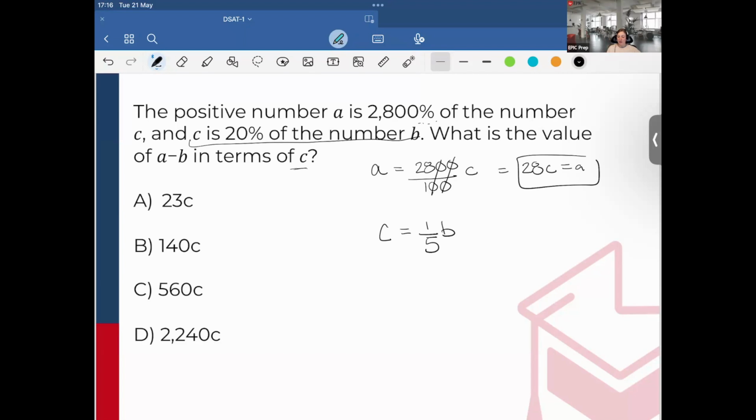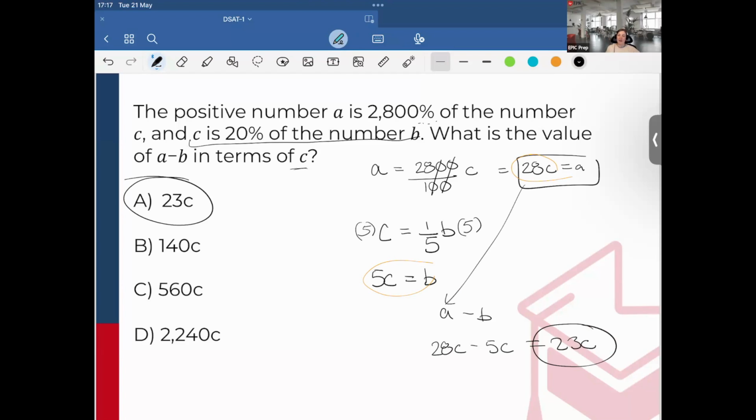So I know what C is, and then I'm asked, what is the value of A minus B in terms of C? I'm going to multiply each side by 5. So I get that 5C is equal to B. Now I have both A and B in terms of C. Then if I do A minus B, just substitute them in. This would be 28C minus 5C, which is 23C. That looks just like 23C for correct choice A. Isn't it amazing?